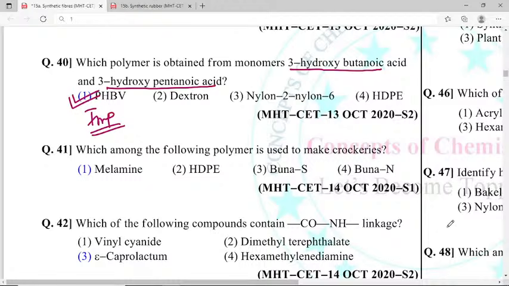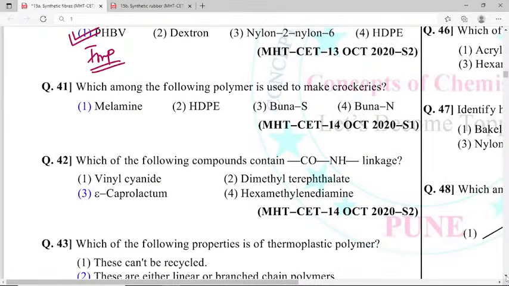Which among the following polymers is used for making crockery? Melamine. Melamine is used for making crockery. Okay, this is important, note it down: for making crockery, melamine.